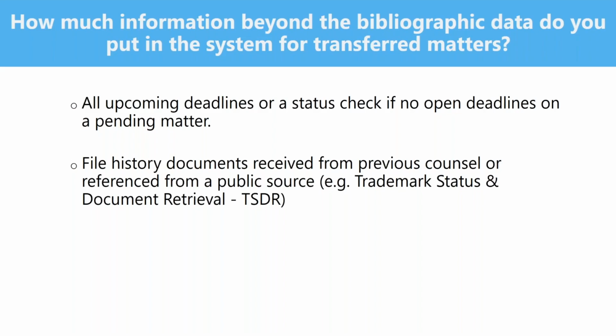Okay. So I know you handle both trademark transfers and patent matter transfers. Is the process easier or harder to get the information that you need for trademark records versus patent records? So just as an example, TSDR versus PAIR. For me, it's easier TSDR to obtain the file history.